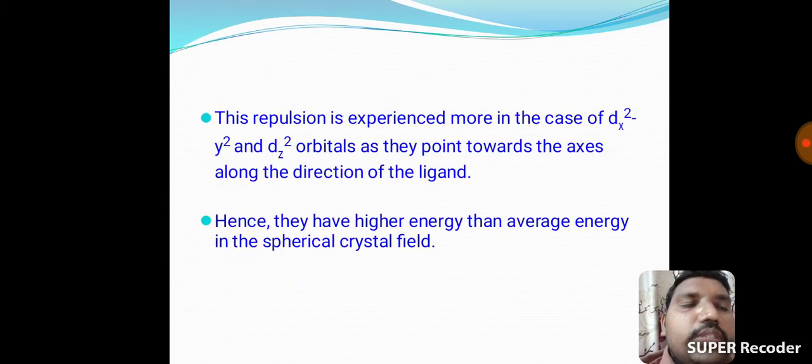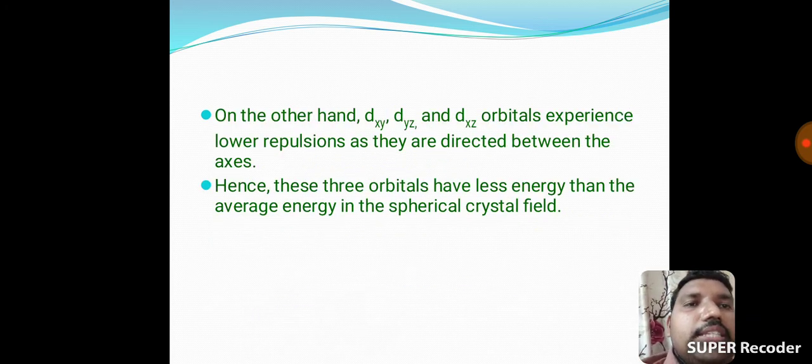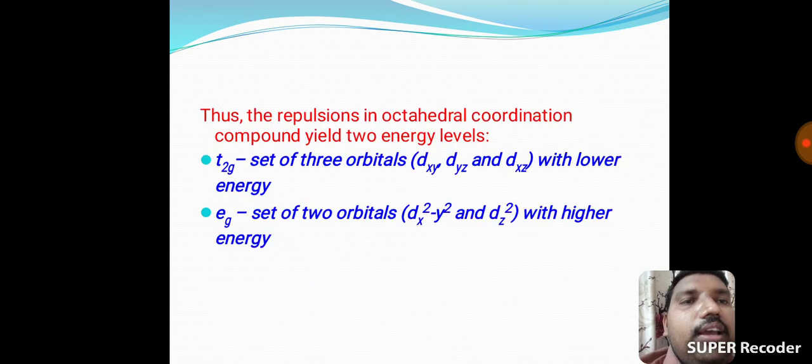There are 2 sets of degenerate orbitals, dx square minus y square and dz square. These are along the axis. Along the axis are major repulsions. That's why in an octahedral complex, the orbitals along the axis are higher energy orbitals. Lower energy orbitals are dxy, dyz and dxz. These are between the axis. Between the axis, orbitals are lower energy in an octahedral complex.